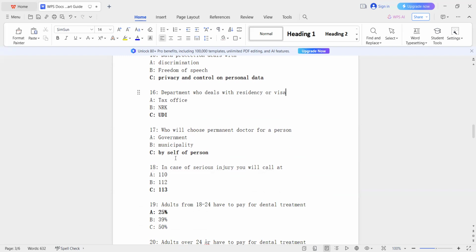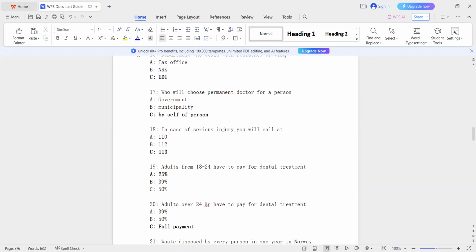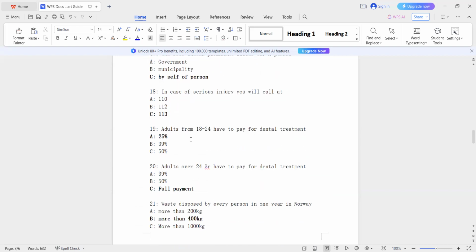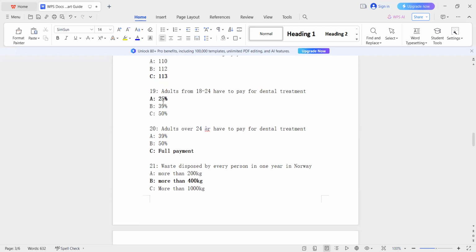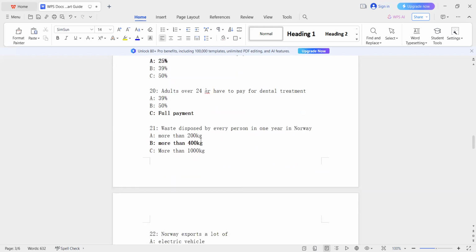Who will choose a permanent doctor for a person? We can choose by ourselves, our permanent doctor, fastlege. In case of serious injury, you will call 113. Adults from 18 to 24 have to pay 25% for dental treatment. Before 18, there's nothing to pay. But for 18 to 24, there's 25%. Adults over 24 have to pay the full amount for dental treatment. So it is very important to take care of your teeth and brush two times a day.